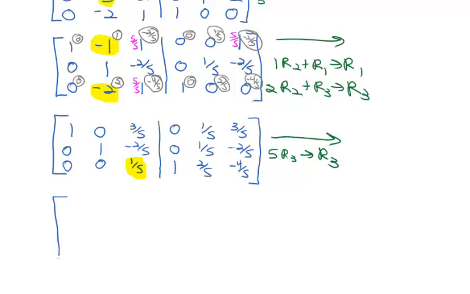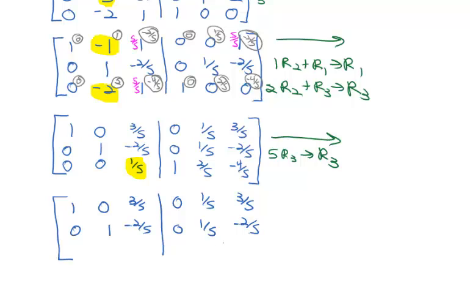So the top two rows are unchanged: 1, 0, 3 fifths, 0, 1 fifth, 3 fifths, 0, 1, negative 2 fifths, 0, 1 fifth, negative 2 fifths. Now, third row, multiplying by 5, gives us 0, 0, 1. 5 fifths is 1. 1 times 5 is 5. 2 times 5 is 10 fifths, which reduces to 2. And negative 20 fifths reduces to negative 4.